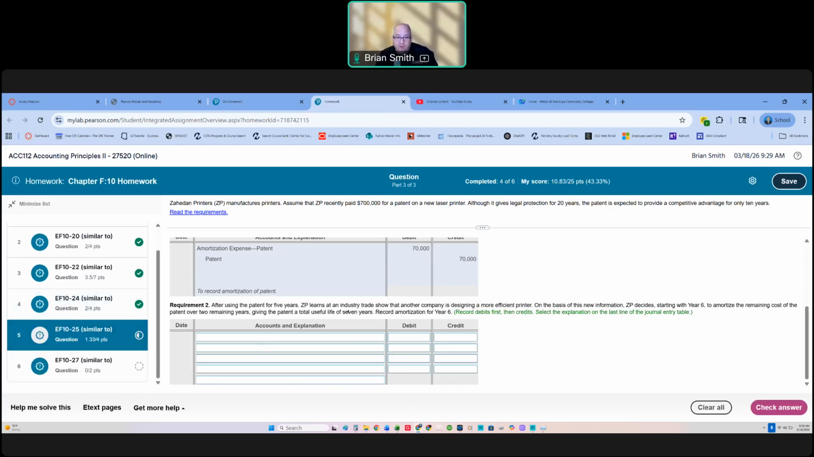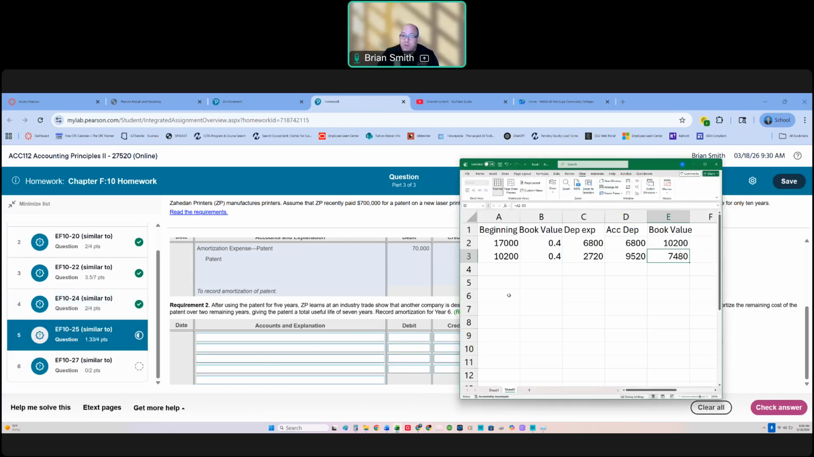After using the patent for 5 years, ZP learns at an industry trade show that another company is designing a more efficient printer. On the basis of this new information, ZP decides, starting with year 6, to amortize the remaining costs of the patent over 2 remaining years, giving the patent a total useful life of 7 years. All right, so it's really simple if you have Excel out.